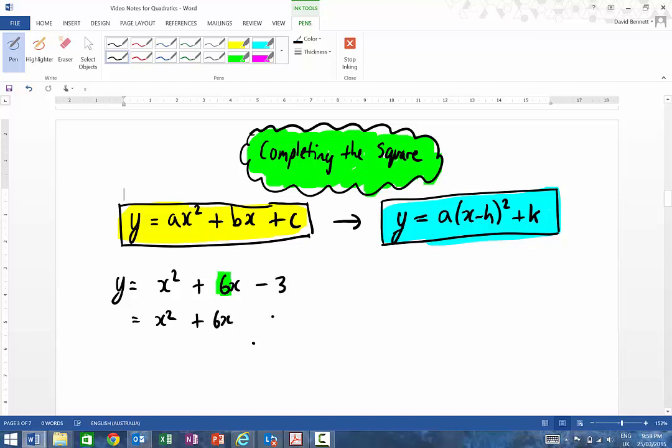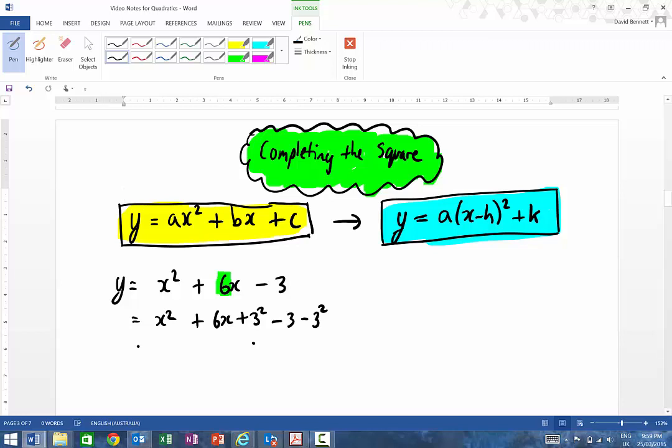and then I'm going to think of half of that number and square it. Because it's plus, I'm going to add it on. So what's half of 6? Well, that's 3, so I'm going to go 3 squared, and then take 3 squared. If I add 3 squared and take 3 squared, I really don't do anything, do I?